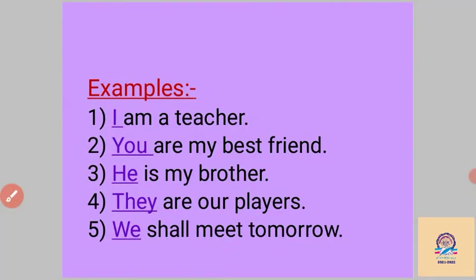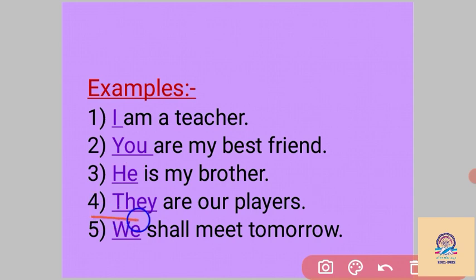We see the examples given here. I am a teacher. The speaker is the first person, so I becomes the personal pronoun. Then, you are my best friend. The speaker is talking with another person, the listener, who is you, so you becomes a personal pronoun. Then, he is my brother. We are talking about the third person, and it is masculine gender, so we have to use he. So he becomes the personal pronoun.